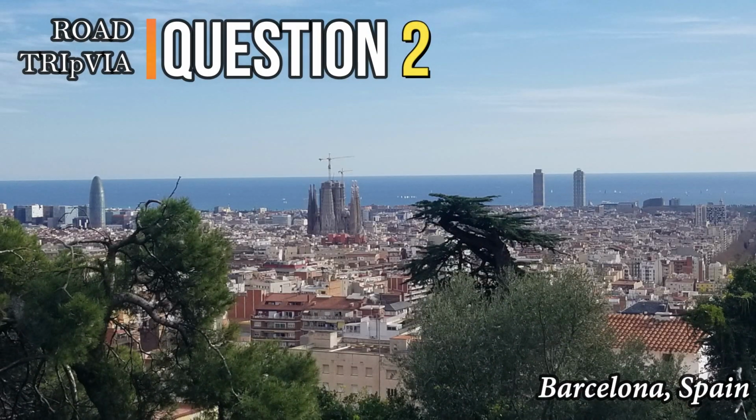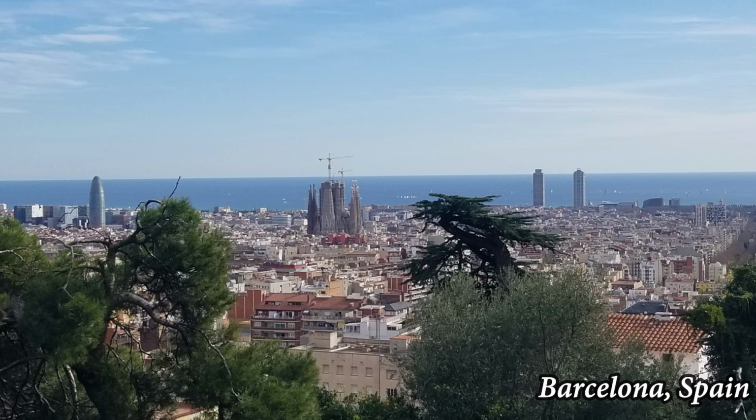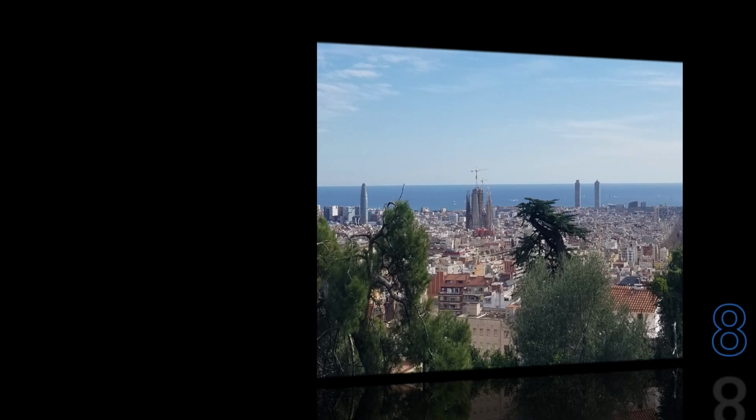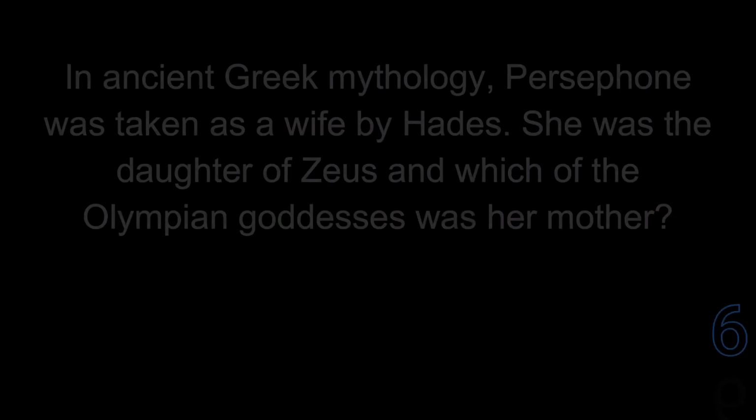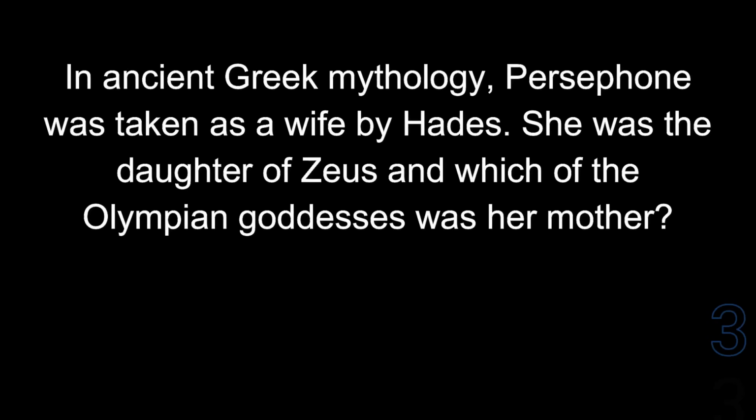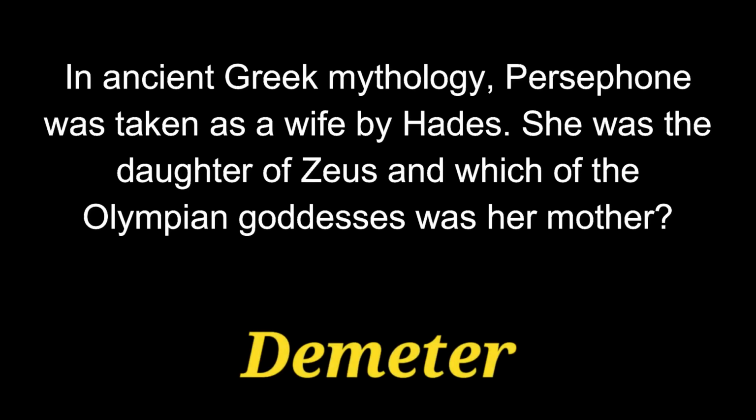Question number 2. In ancient Greek mythology, Persephone was taken as a wife by Hades. She was the daughter of Zeus, and which of the Olympian goddesses was her mother? Persephone's mother was Demeter.